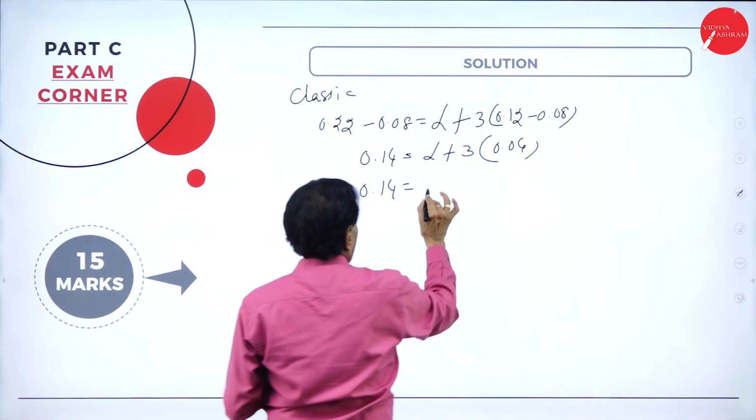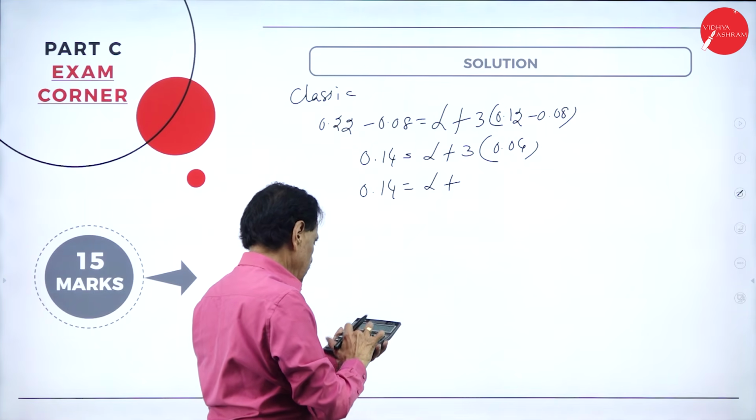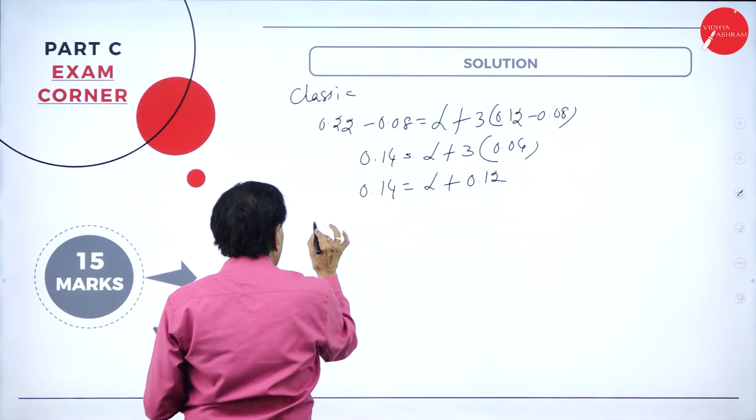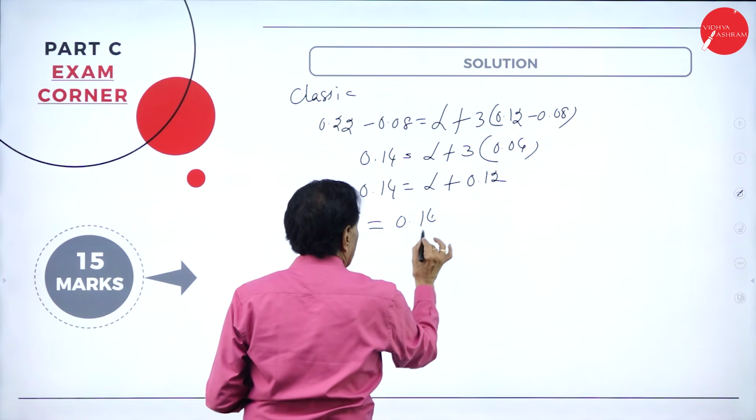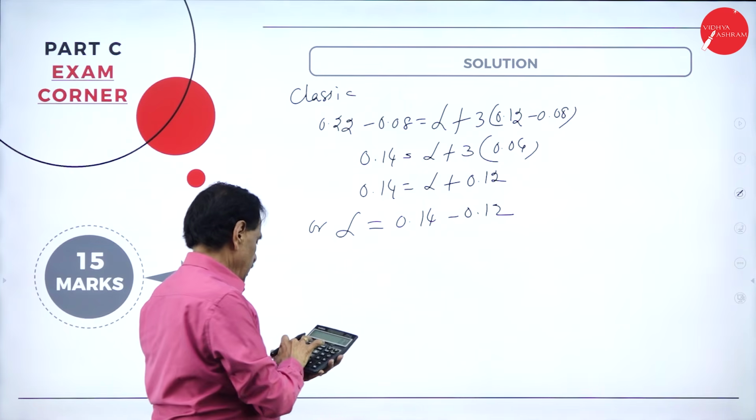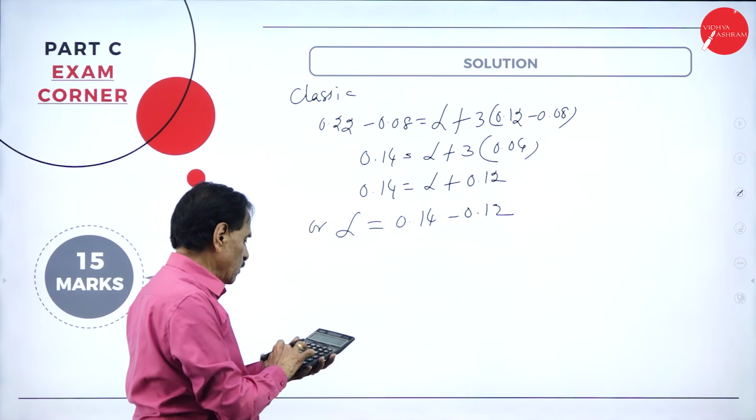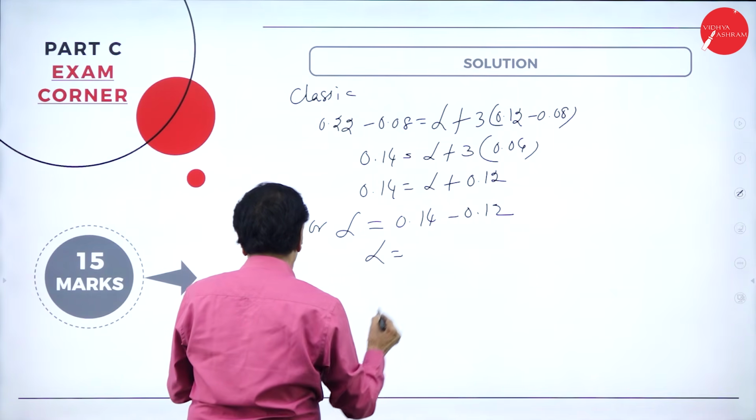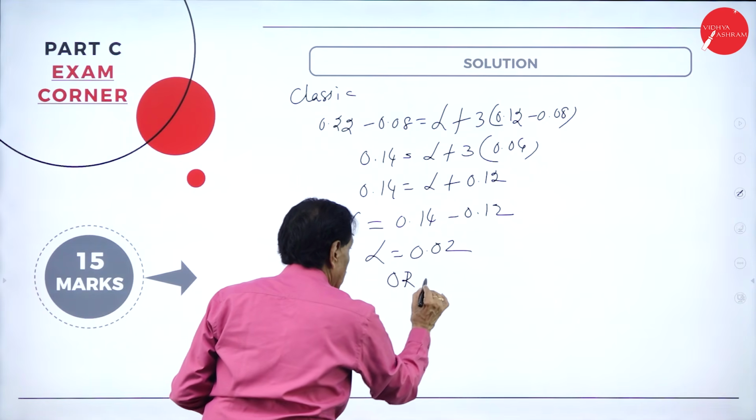0.14 equals alpha plus 3 into 0.04, or alpha is equal to 0.14 minus 0.12. 0.14 minus 0.12, so alpha is 0.02 or 2%.